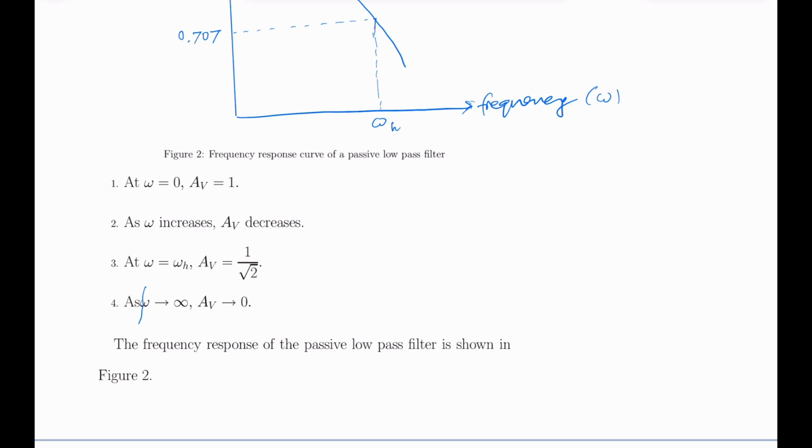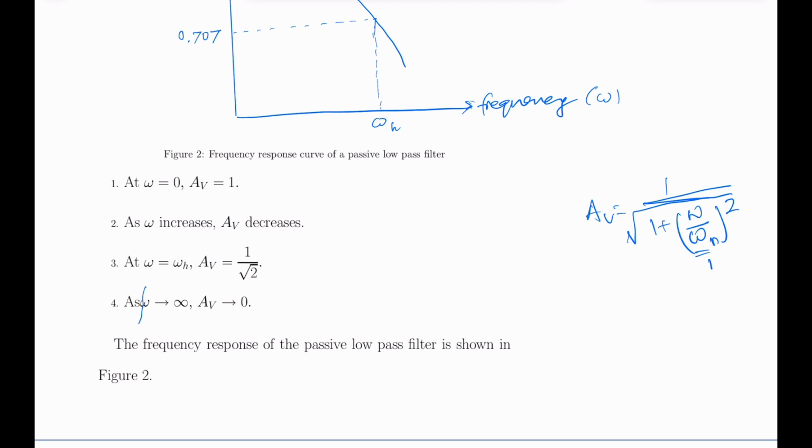When omega equals omega h, a particular frequency, what do we get? We have then AV equal to 1 upon root over 1 plus omega upon omega h whole square. This is our equation 1. Omega and omega h are equal, so this ratio is equal to 1. So this is 1 plus 1 is 2, so this is 1 upon root 2. And as omega tends to infinity, AV tends to 0.